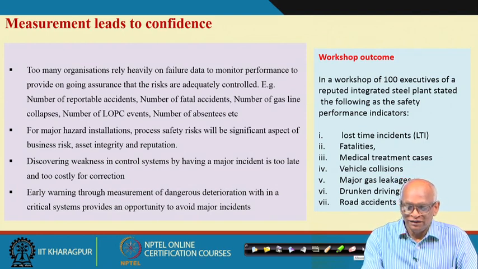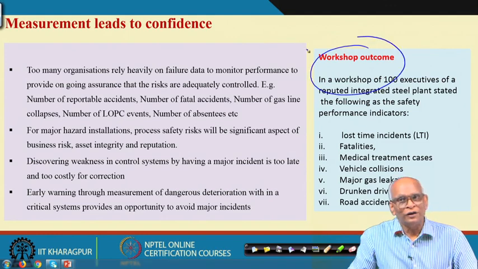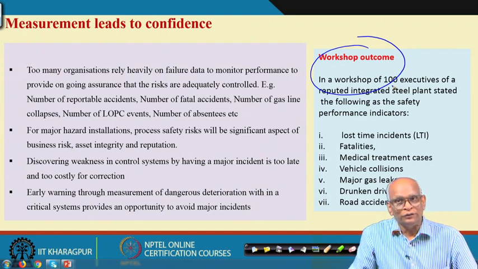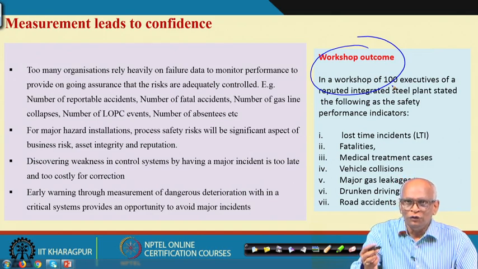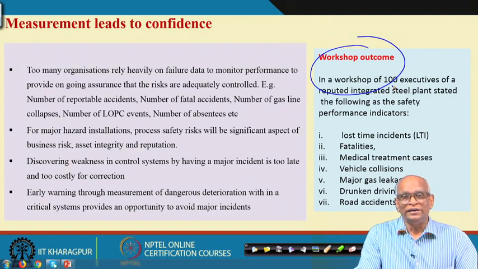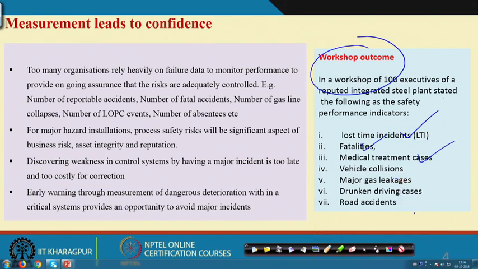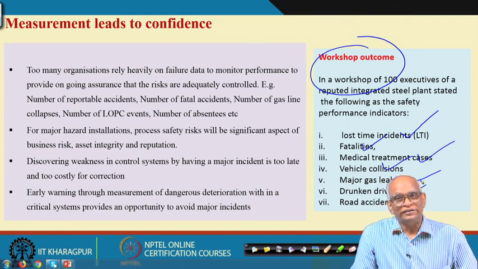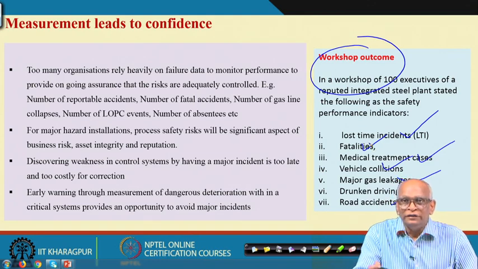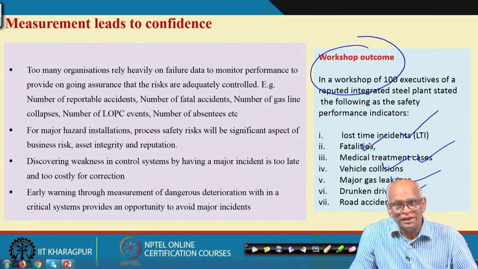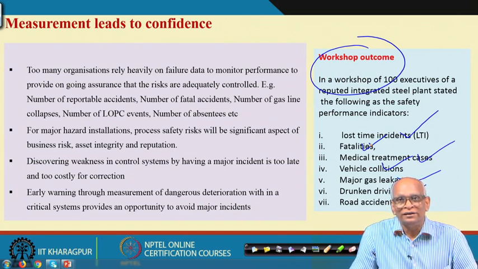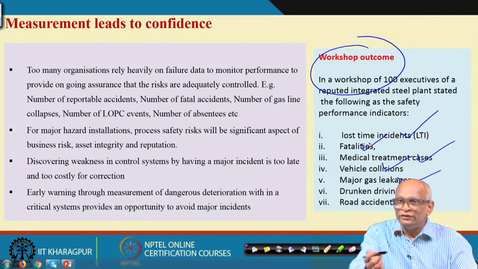We conducted one workshop in one of the organizations, where 100 young, energetic executives with 2 years of experience participated. We asked, what do you measure in your organization to know the safety performance? They said lost time incidents, fatalities, medical treatment cases, vehicle collisions, major gas leakages, drunken driving cases, road accidents. These are the things they measure as safety performance indicators. If fatalities do not happen, what do you measure? Lost time incidents, you wait for them and only then you measure. If by chance lost time incidents are not happening, that means your safety performance is very good.